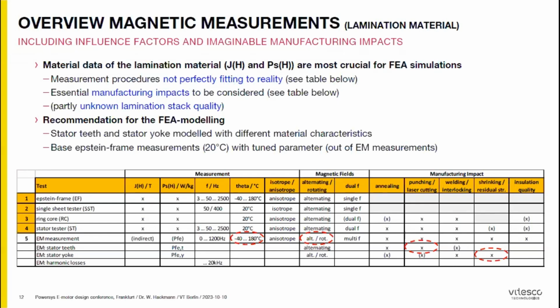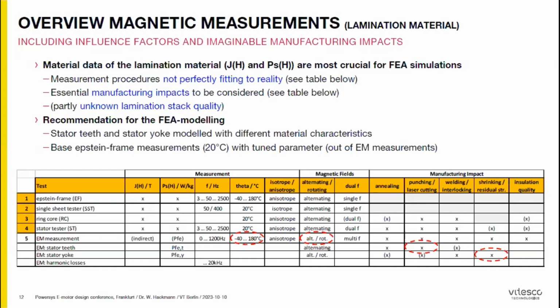But yeah, the impact out of manufacturing, so this is critical. Punching and laser cutting have an effect on the situation in the teeth. The shrinking has an impact on the behavior of the yoke. So this could be an essential impact. And my practical proposal is, due to this, that by modeling the machine in the finite element system, the stator teeth and the stator yoke have to be modeled differently. So we have other material data for the teeth than for the yoke.